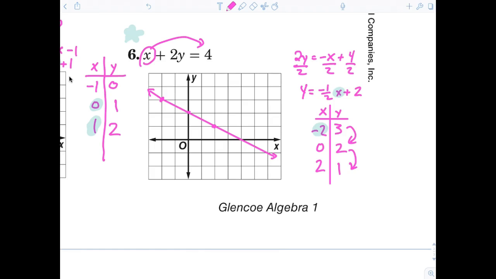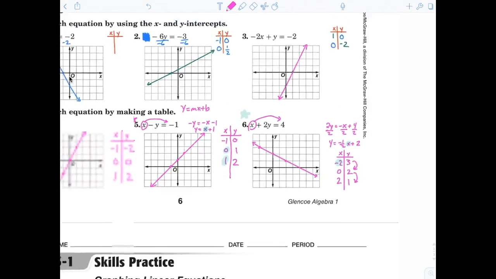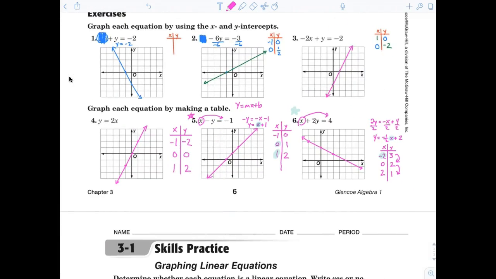Anybody have any issues? Does anybody agree with me? That really isn't that hard. Graphing using intercepts, and graphing by plotting points using a table. We basically use the table on both of them because that's the way I like to do it.